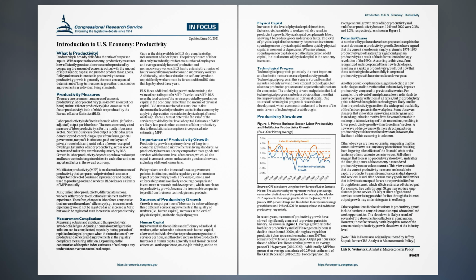If a larger share of goods and services is now being provided for free through the internet, output growth may understate gains in well-being. Other explanations for the slowdown in productivity growth include barriers to competition and unequal educational and work opportunities. The slowdown is likely a result of several of the above-mentioned factors in combination. However, these factors only partially explain some of the concentrated productivity growth slowdown at the industry level.